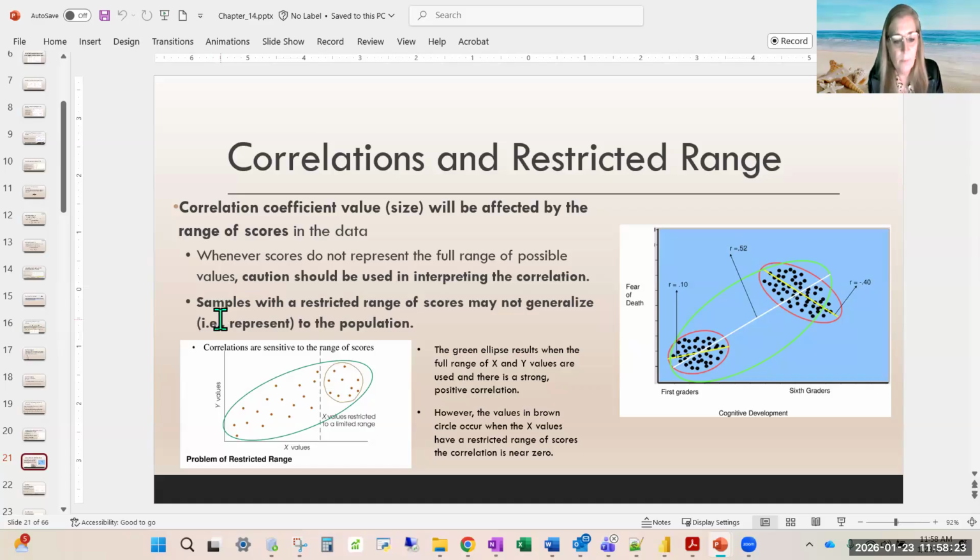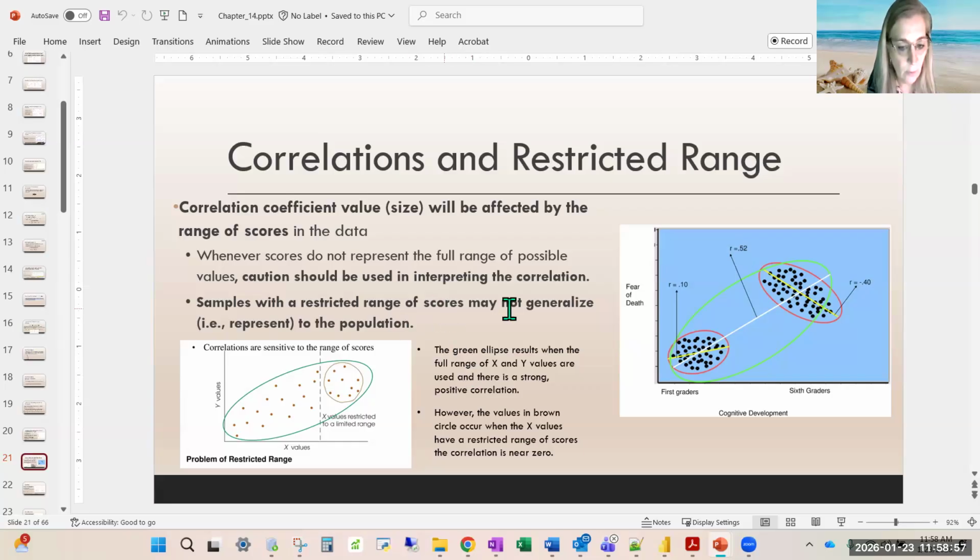Here we're showing an example with a restricted range of scores, which just means scores might not generalize to the population. The green ellipse results when the full range of X and Y values are used and there's a strong positive relationship. However, the values in the brown circle occur when the X values have a restricted range of scores and the correlation is near zero. All right.